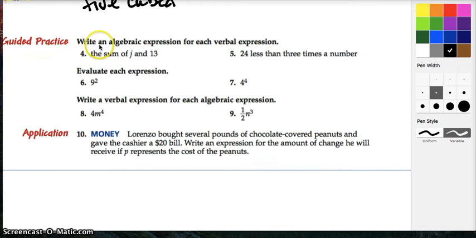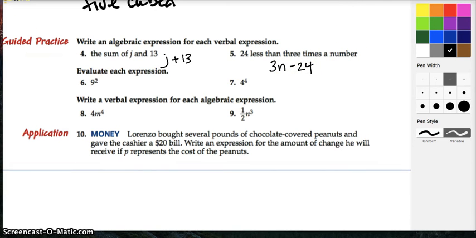Write an algebraic expression for each verbal expression. The sum of j and 13, the answer to that would be j plus 13. 24 less than 3 times a number. This is a little tricky, so I want you to think about it before you do it. The answer here would be 3n minus 24. If you have 24 less of something, that means you have to take 24 away from the thing. And I'm using n as the number in this case.